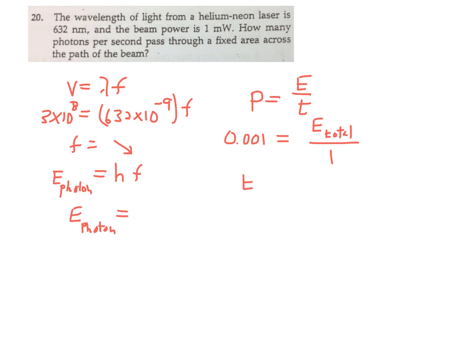So E total is pretty easy here. It's 0.001 joules. That's the total energy. When we know the energy of a photon, how many photons will it take to make that much energy? I'll let you figure that part out.